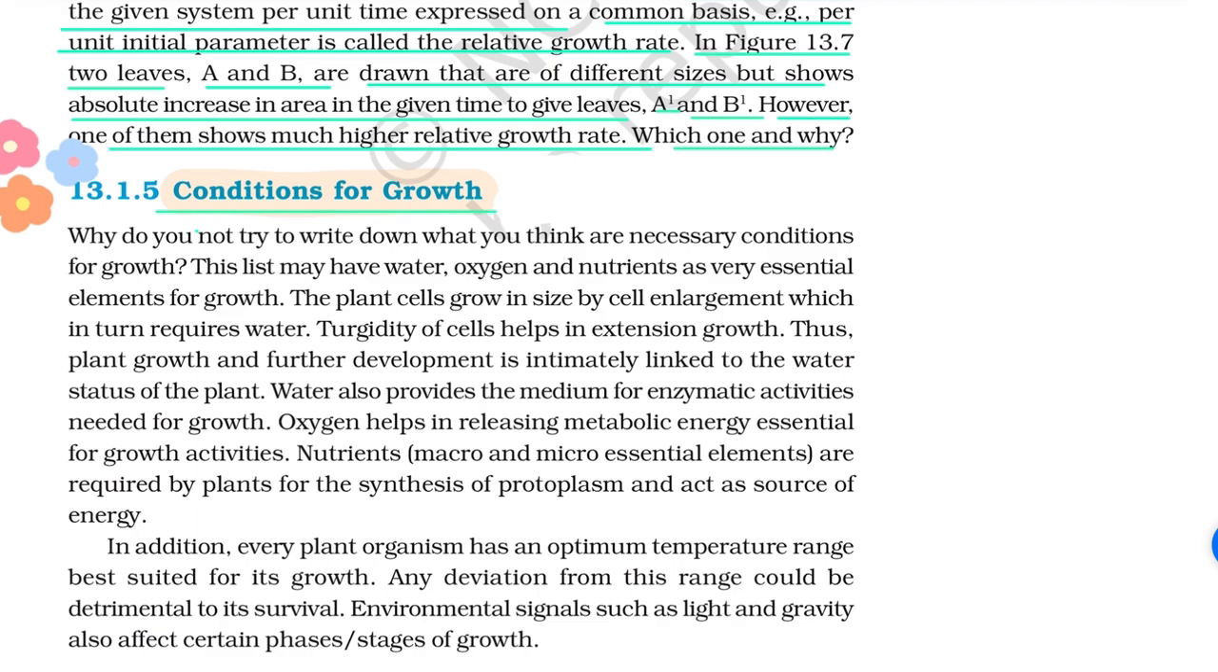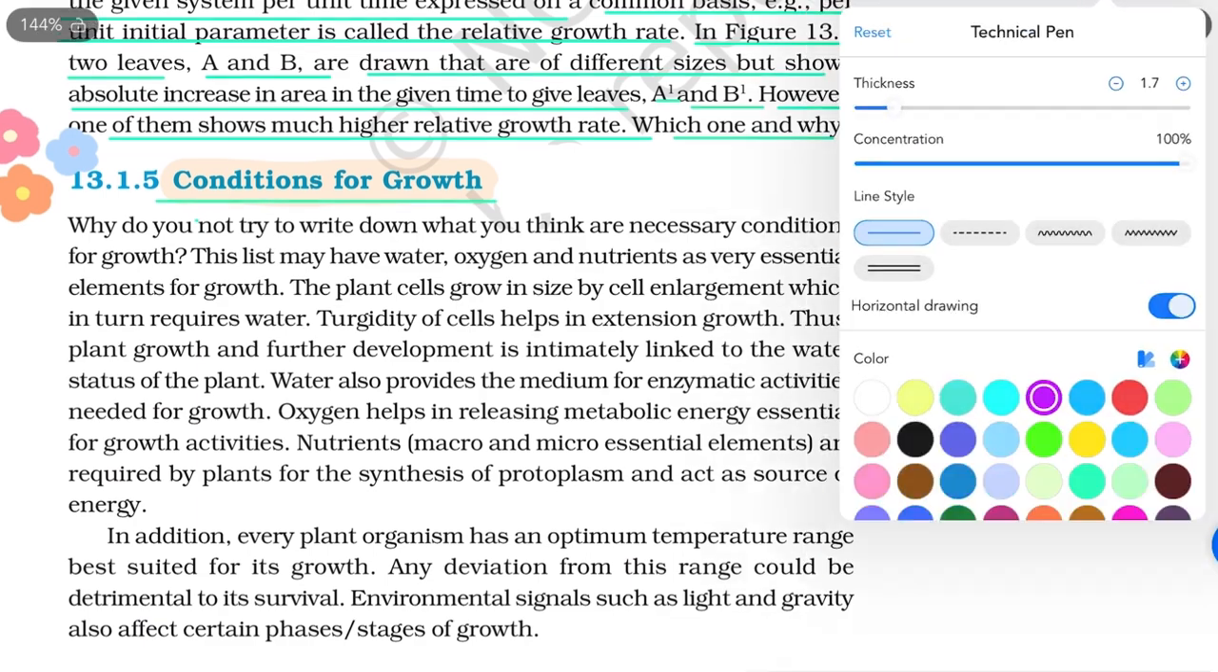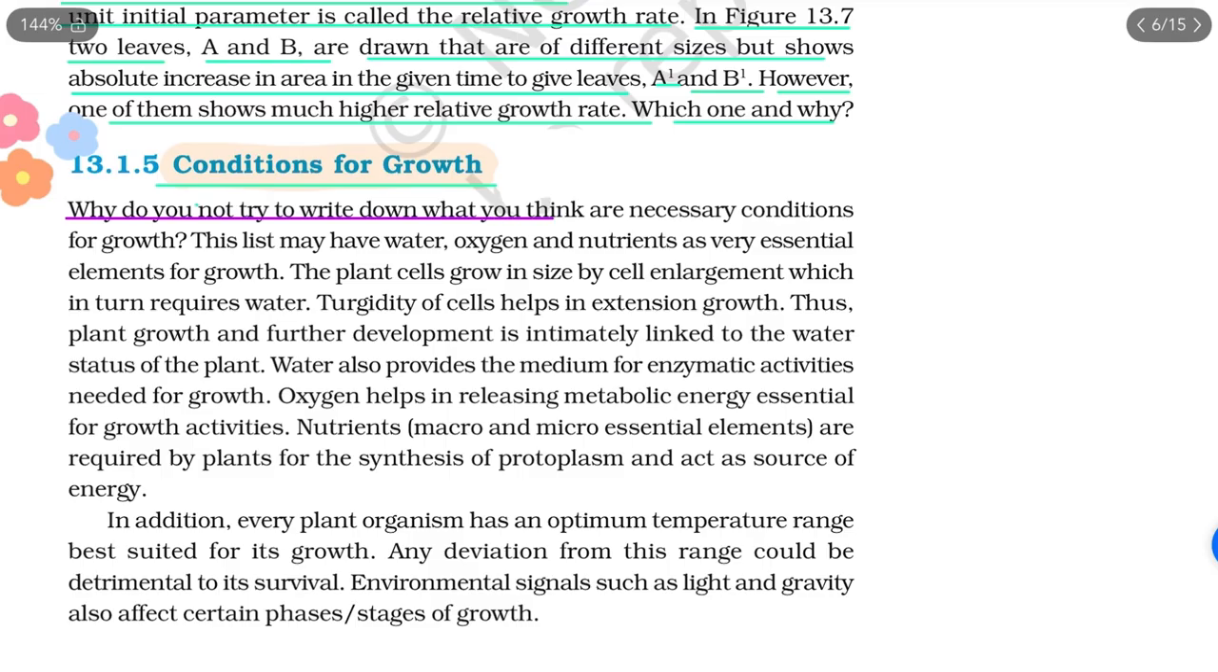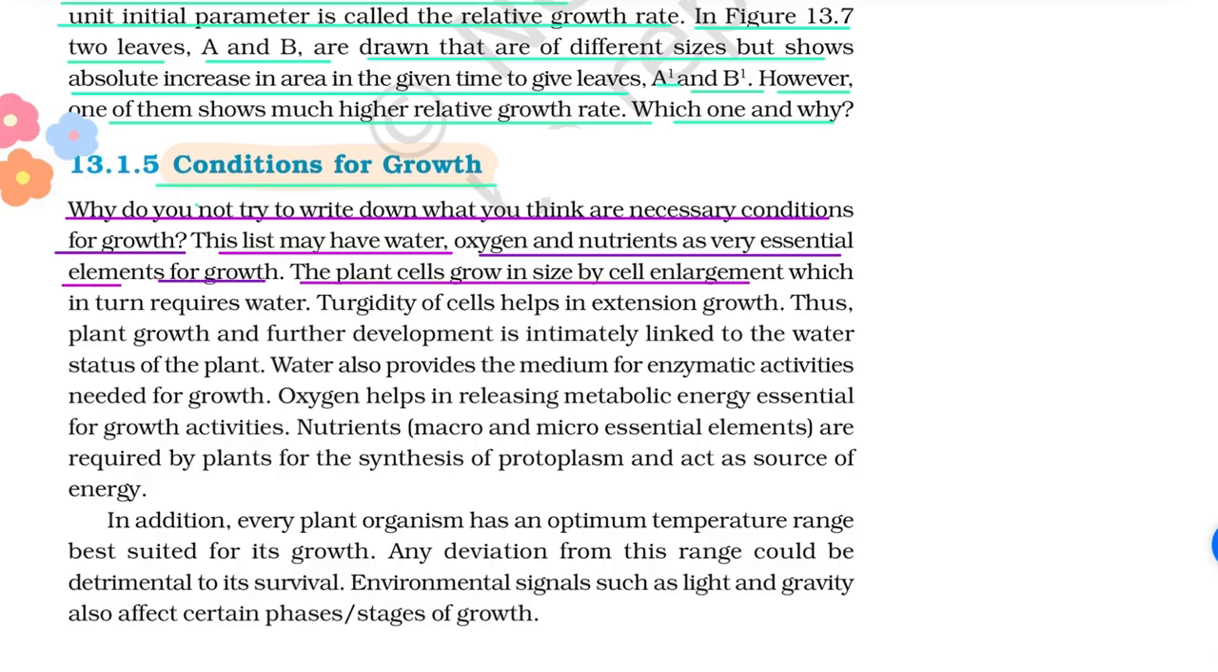Next, conditions for growth. Why do you not try to write down what you think are necessary conditions for growth? This list may have water, oxygen, and nutrients as well as initial elements for growth. The plant cell grows in size by cell enlargement, which in turn requires water. Rigidity of cells helps in extension of growth.